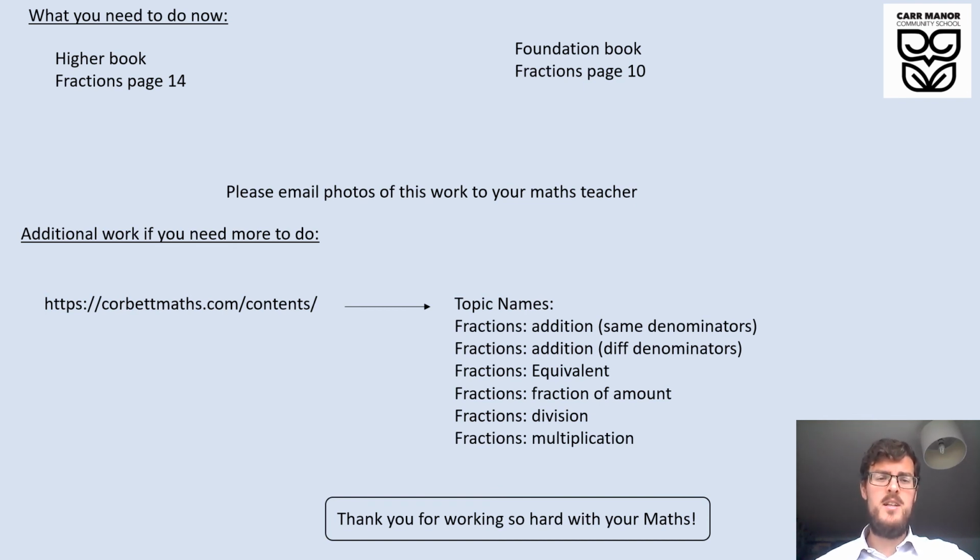If you finish that and you need a little bit more work to do, head over to corbettmaths.com/contents, and there are lots of questions to have a try. Fractions: addition with same denominators, with different denominators, the equivalent fractions, fractions of an amount, dividing fractions and multiplying fractions. All of those will have tons of questions that you can try.